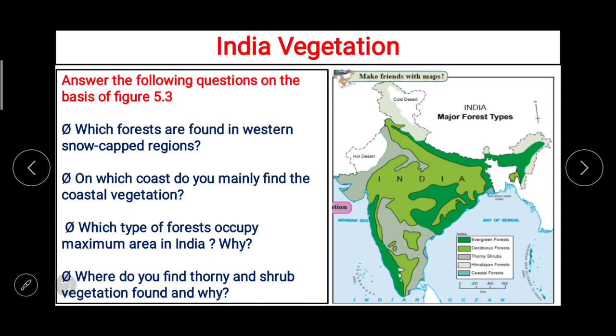On which coast do you mainly find the coastal vegetation? Which type of forest occupy maximum area in India, and why? Now by using this index you can answer all the questions. Now this one is looking everywhere, this which is deciduous forest. And the next question, where do you find thorny and shrub vegetation found, and why?